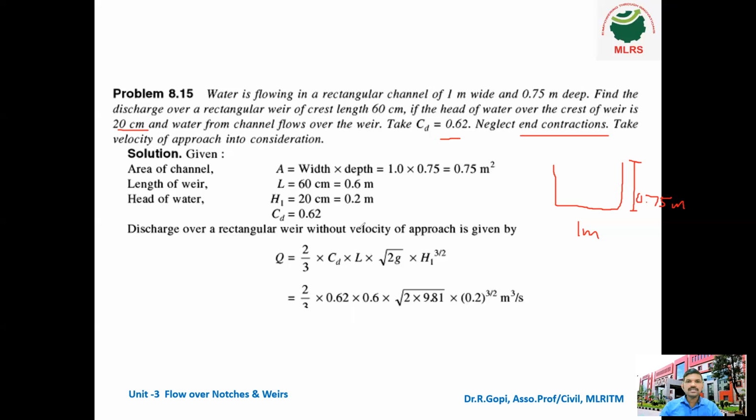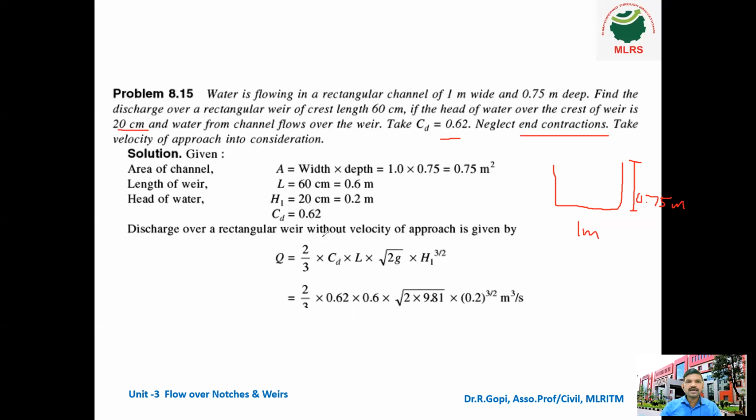So here you can see A is equal to 1 into 0.75. That means the area. The weir area is the same as the channel width, so 1 meter into 0.75 meter. And the length is 0.6 meter, H1 is 0.2 meter, and CD is equal to 0.62.